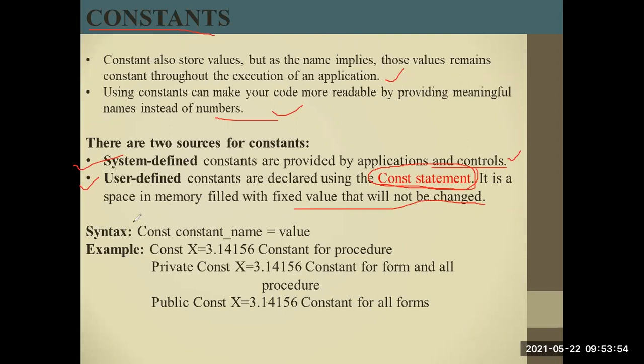Now this is the syntax for that. We define the constant name after the keyword. This is the constant name, and now we can assign the value. For example, here x is a constant whose value is this one. Again, you can define it as either public or private, depending upon its scope, what scope we are going to access.